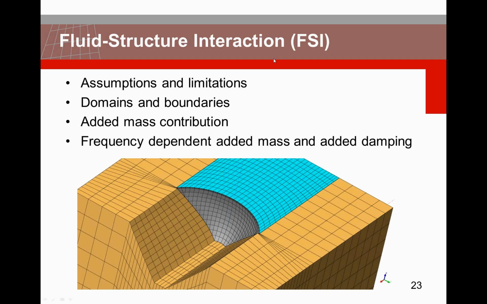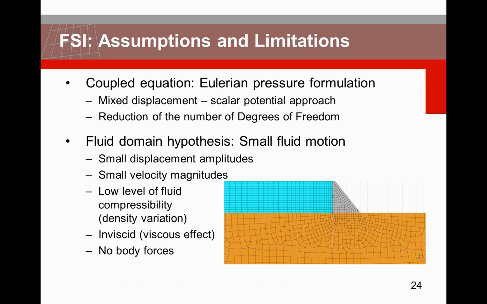Now we come to the fluid structure interaction part. It's probably especially of interest to the people doing dam analysis, as you can also see here in the example. I will tell a little bit about the assumptions and the limitations of this kind of fluid structure interaction. I'm going to tell about the domains and the different boundaries, also for the reservoir. For the fluid part, you need to make some assumptions and apply the correct boundary conditions. Then I'm going to tell about added mass or added damping in frequency-dependent situations.